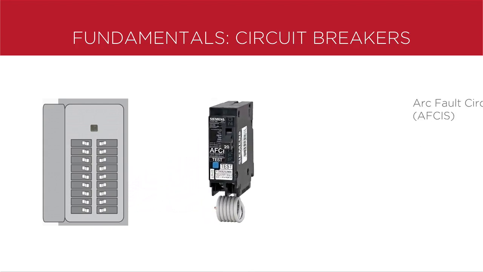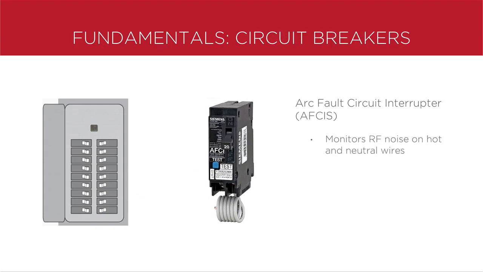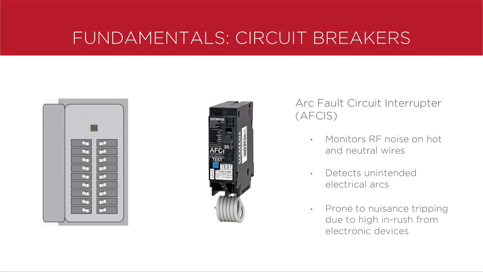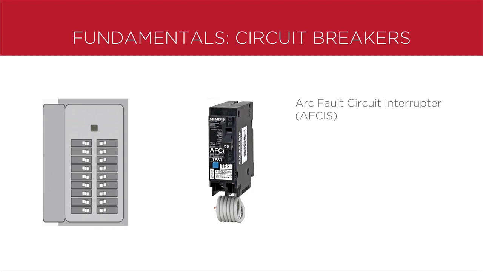There are newer breakers called arc fault breakers. These circuit breakers monitor the RF noise on the hot and neutral wires to detect unintended electrical arcs. However, these arc fault breakers are prone to nuisance tripping from any large, powerful, or high-performance electronic devices. These arc fault breakers are becoming more common due to code and regulation.